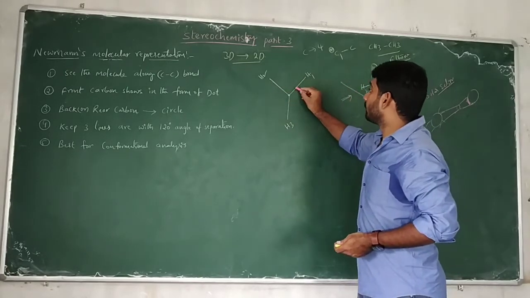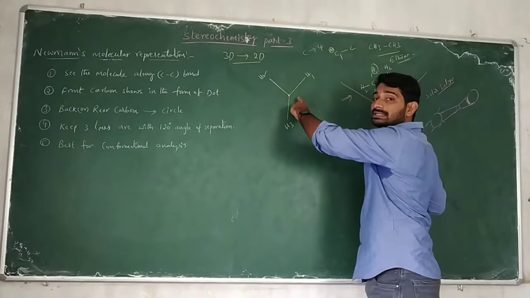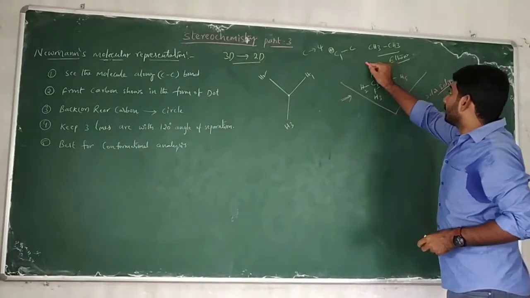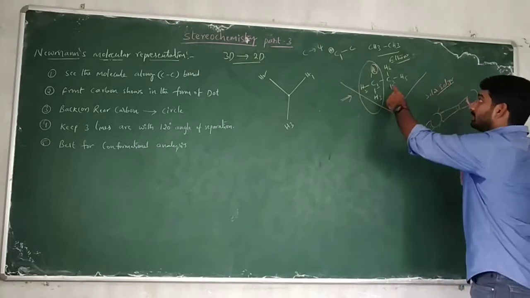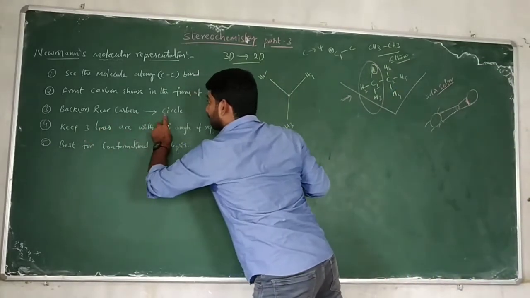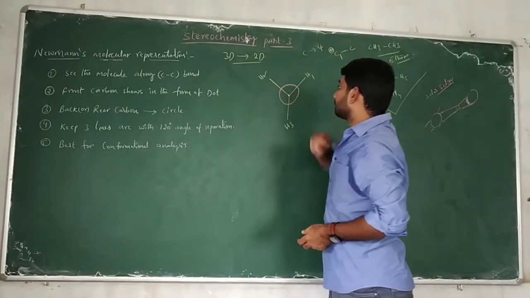Here, 120. Total, if you imagine this is a circle, total angle, how much? 360 degrees. Next, this carbon is over. Next, come to the second carbon. That means the rear carbon, or back carbon, is represented in the form of a circle.